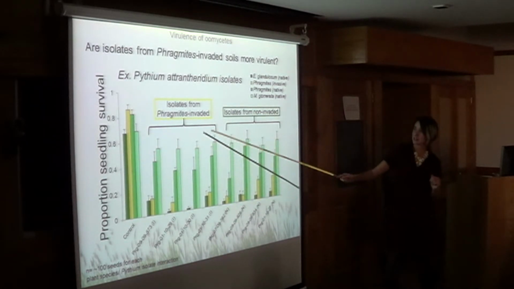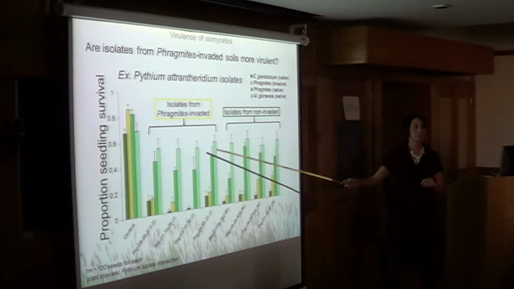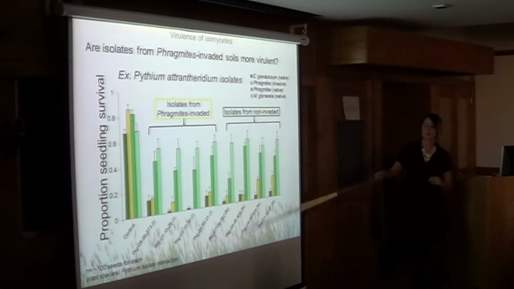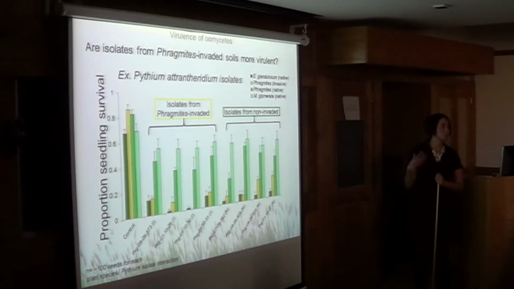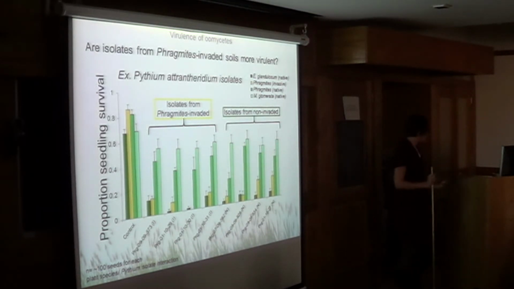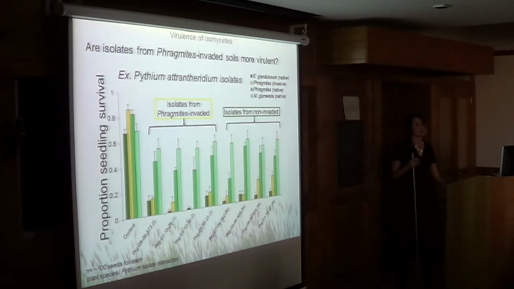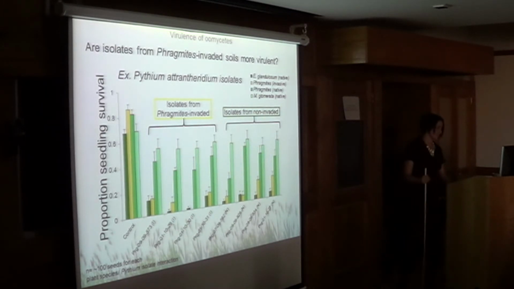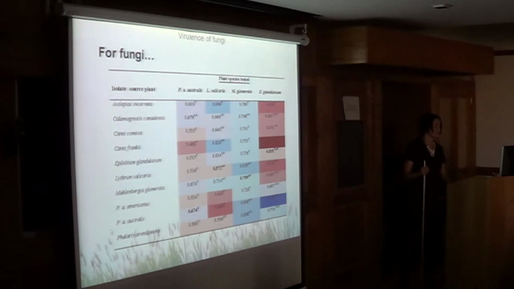So what you can see is that there's not any big difference between the isolates from the Phragmites invaded and the non-invaded. They respond really similarly for all the plant species we looked at. So we're not seeing Phragmites cultivate an extremely virulent pathogen community, at least within species.